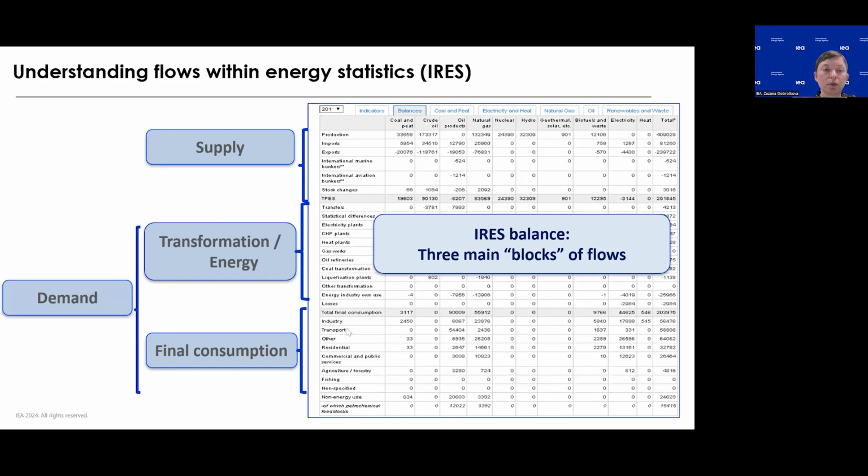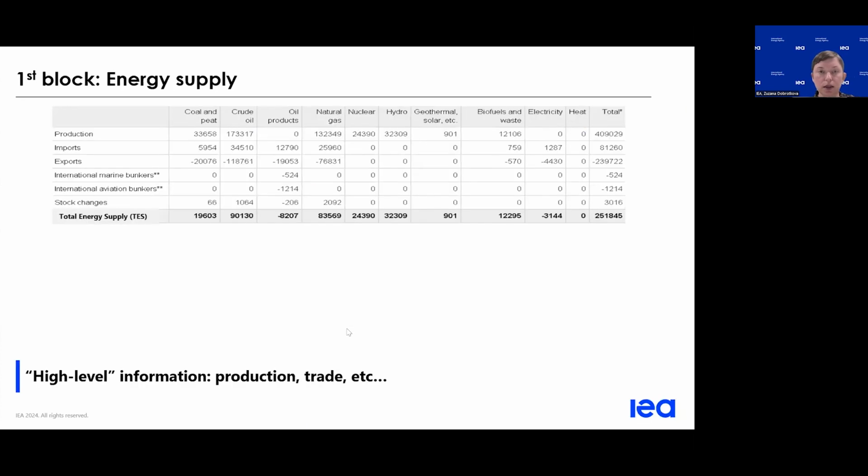Now, that means basically that you have the supply side on top of the balance, and the demand side is basically the sum of the transformation sector and final consumption. And we will talk about how these two meet in a second. So as I already said briefly, the first block is energy supply that ends up in total energy supply in the country if you sum up across all energy products. But in this part, you can also see the details of trade, bunkers, and stock changes.